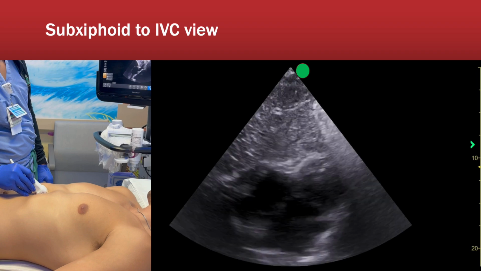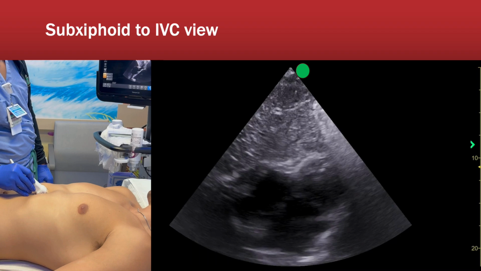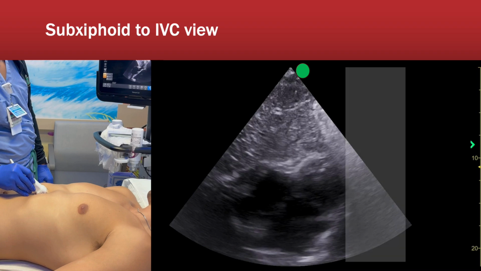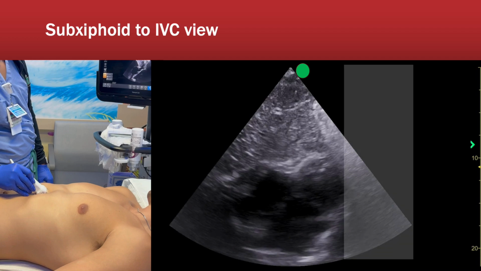Now, I also wanted to mention that if you were to rotate your probe 90 degrees counterclockwise, you can also obtain the same exact view. This means your probe marker is going to be facing cephalad, meaning this will be up and this will be down in that kind of situation. So all you're doing essentially is flipping the image in which you're putting the right atrium on this side of the screen, and the IVC will be coming from inferior to superior.